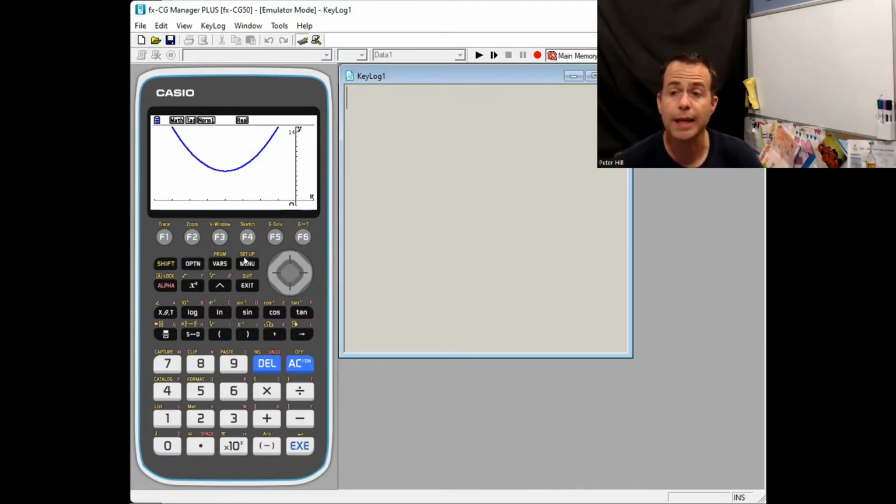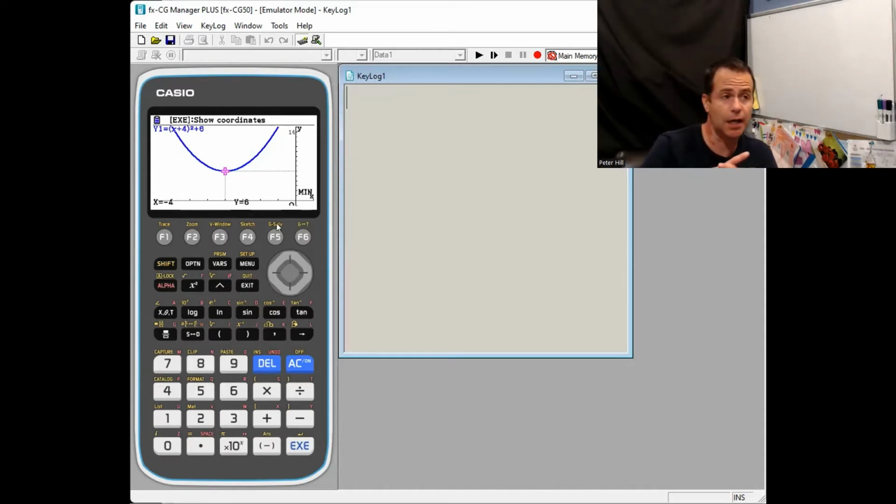Okay. So again, to get my vertex, I choose to either calculate the max or the min, depending on whether I open up or down. This one opens up, so I'm going to calculate the min, G-solve, which is F5, and then F3 for min, and I get -4, 6.